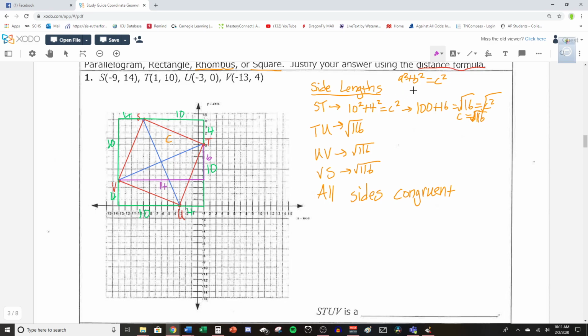Something that's going to be nice about this without doing as much work is if this diagonal does the exact same thing, then if it has the exact same lengths, then we know that they're congruent. If they're different, then they're not going to be congruent. It'll be a rhombus. So I don't really have to show too much work here for this one.